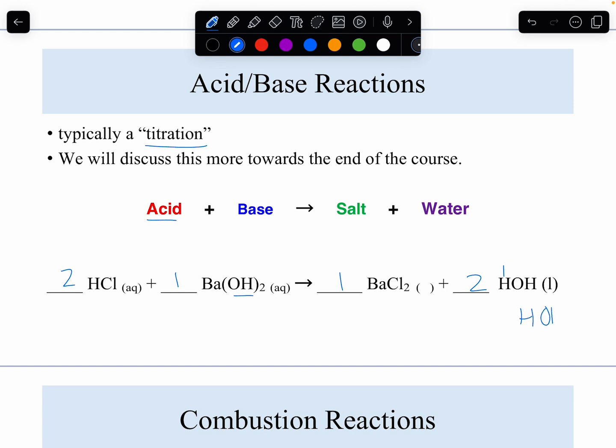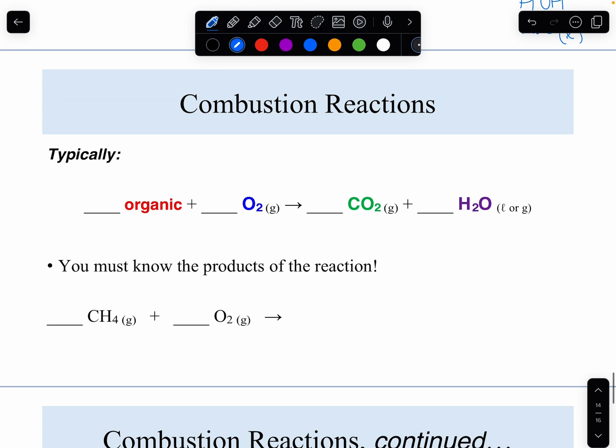Now, the one exception here is anytime you see HOH, which is actually also known as H2O, you have to know that that is a liquid. Okay, unless you're told otherwise. So I like to write HOH. It's easier to see the OH portion here so that you can compare it with this one. But if you prefer to write H2O, that's also up to you.